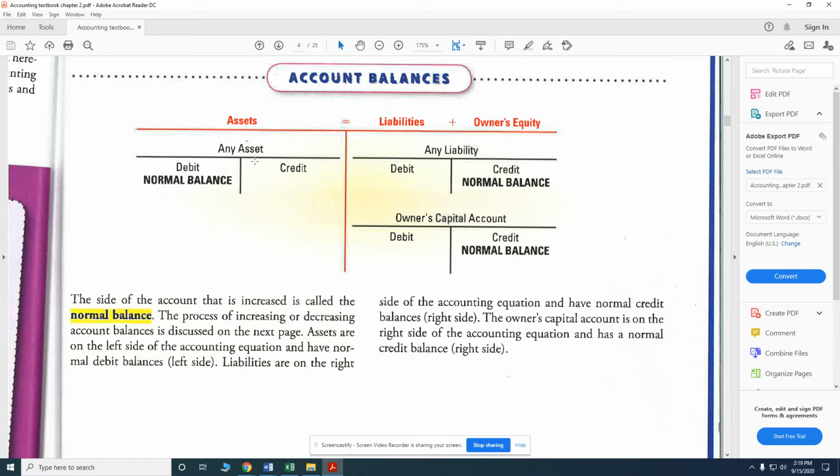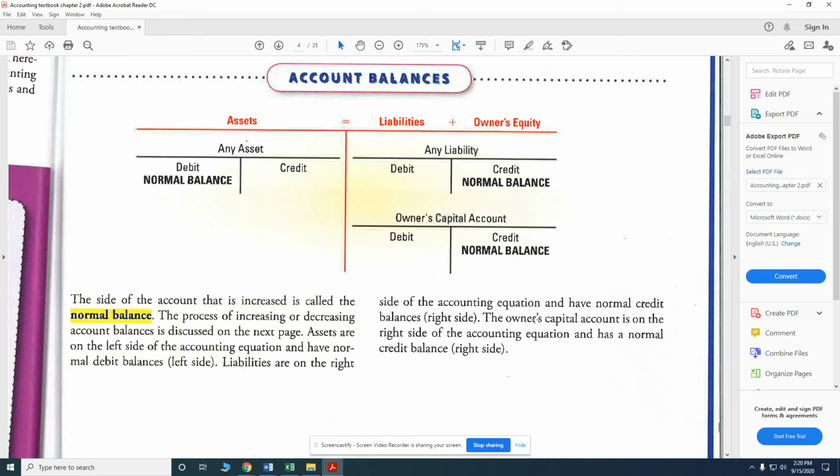Assets will have normal balance on the debit side. Normal balance is the side that's increased. Assets are increased with a debit, decreased with a credit. Liabilities are increased with a credit and decreased with a debit. Owner's equity, again, increased with the credit and decreased with the debit.